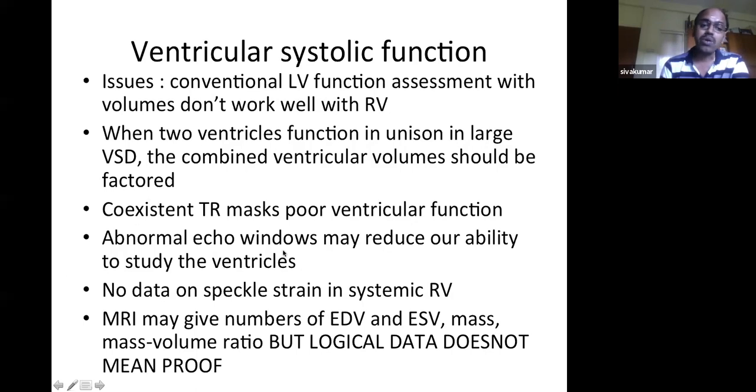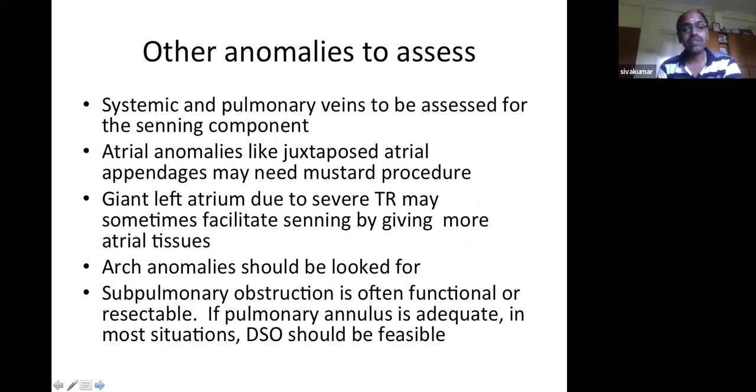Abnormal echo windows that are present in these patients may reduce our ability to study the ventricles. There is no clear-cut data on speckle tracking strain in systemic right ventricles. We can also try to get some MRI numbers, but they are all not validated.